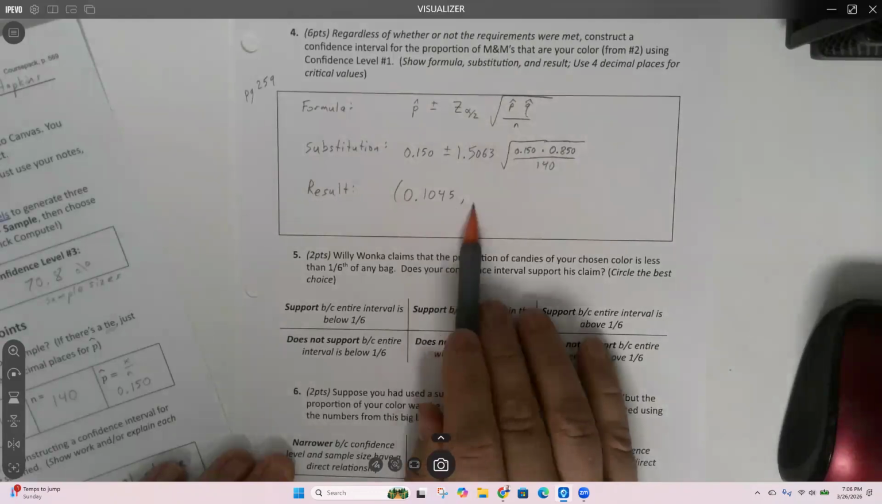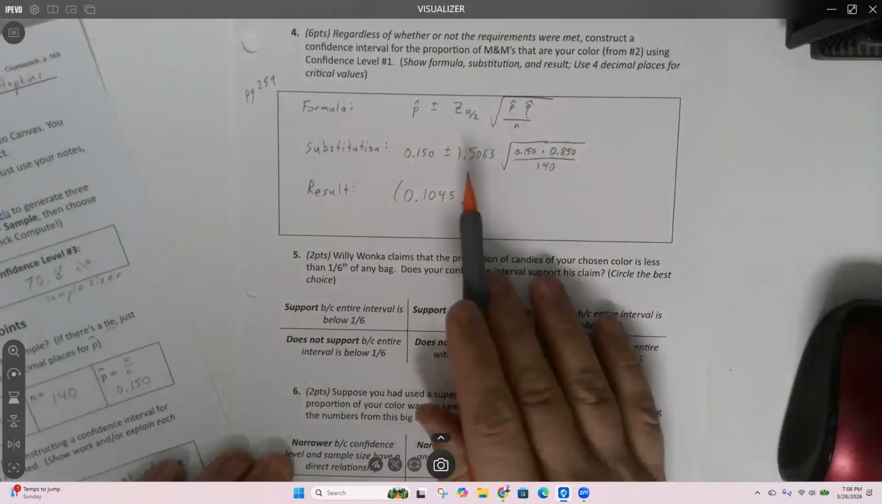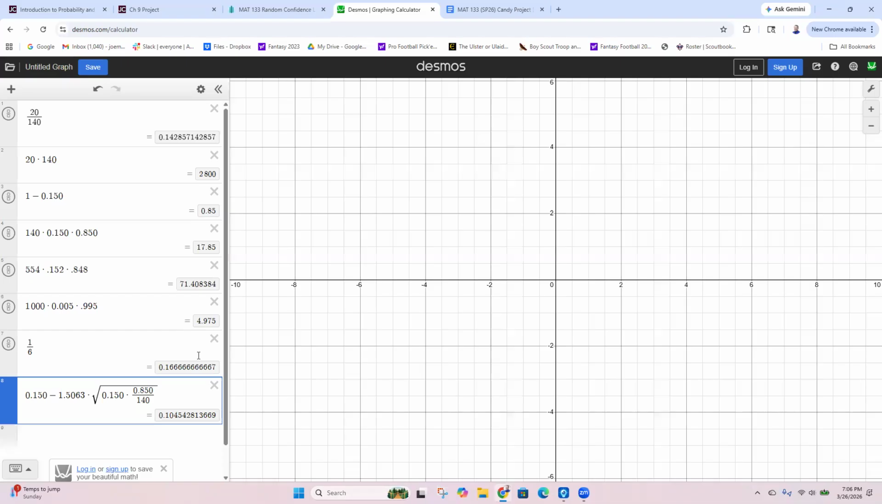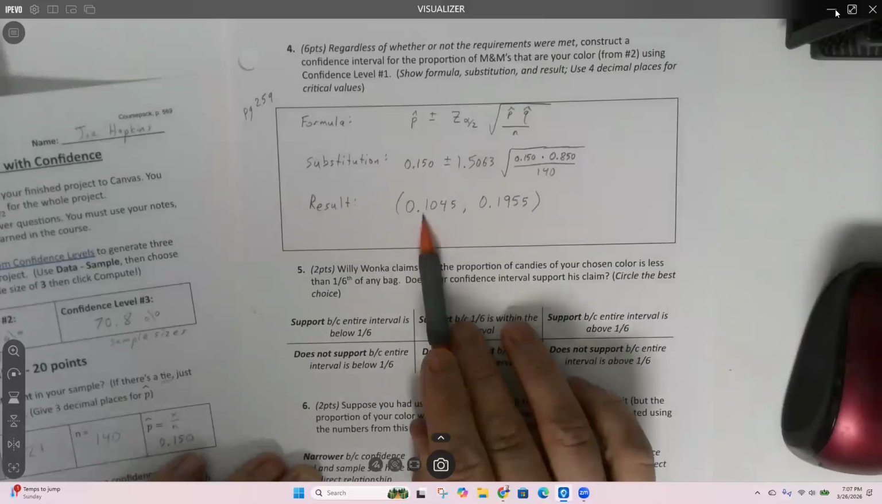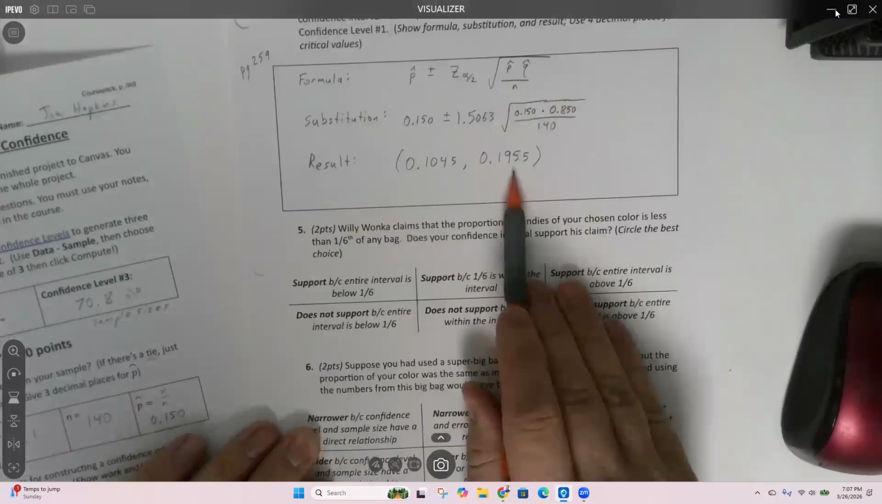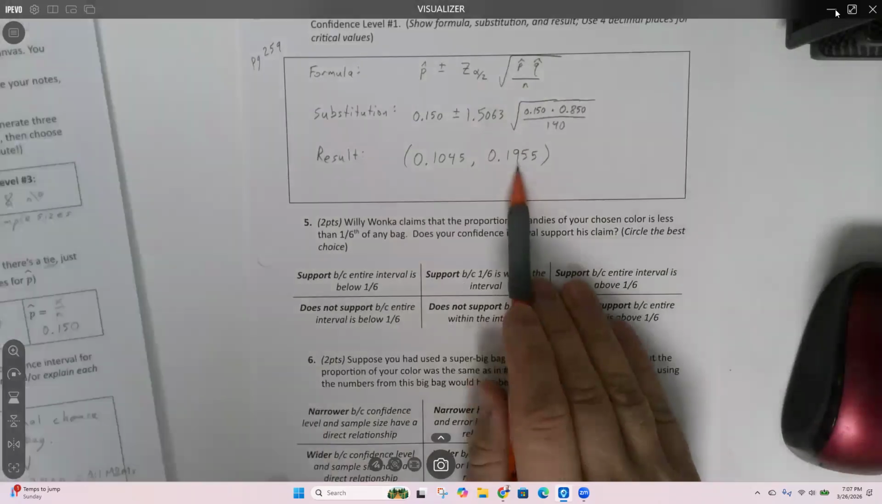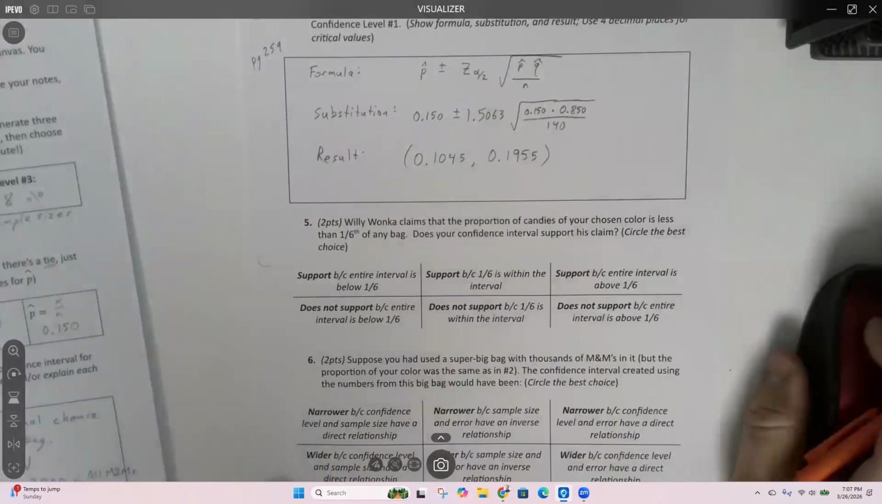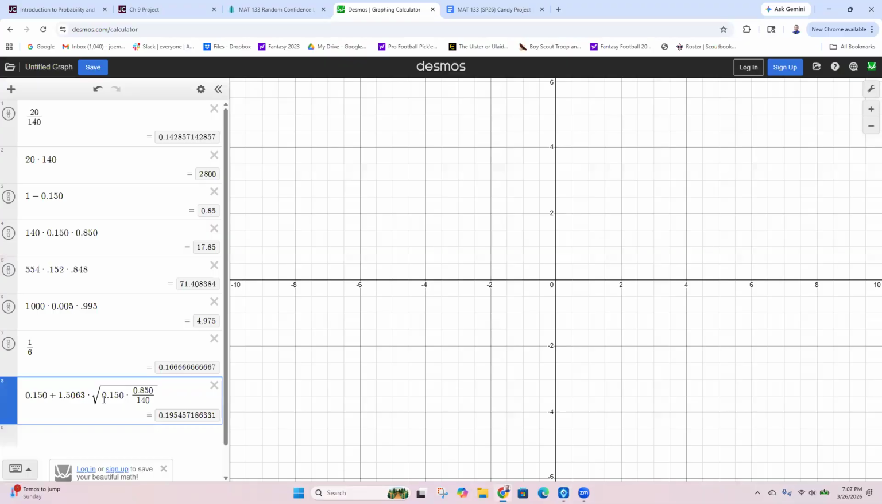To calculate the upper limit, I need to do the plus. I don't need to type the whole thing out again. I just scroll over here and change my minus to a plus. And now I have 0.195. So that's my lower limit, and that's my upper limit. It looks complicated, but when you type it in the calculator, it doesn't take that long.